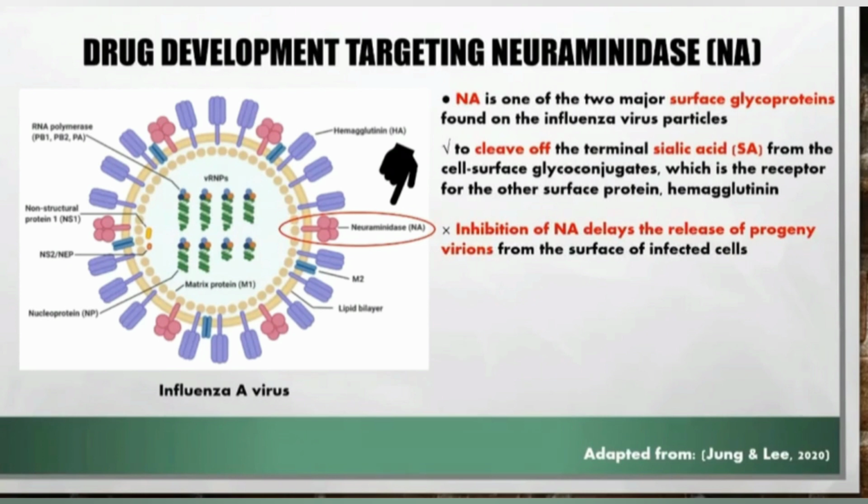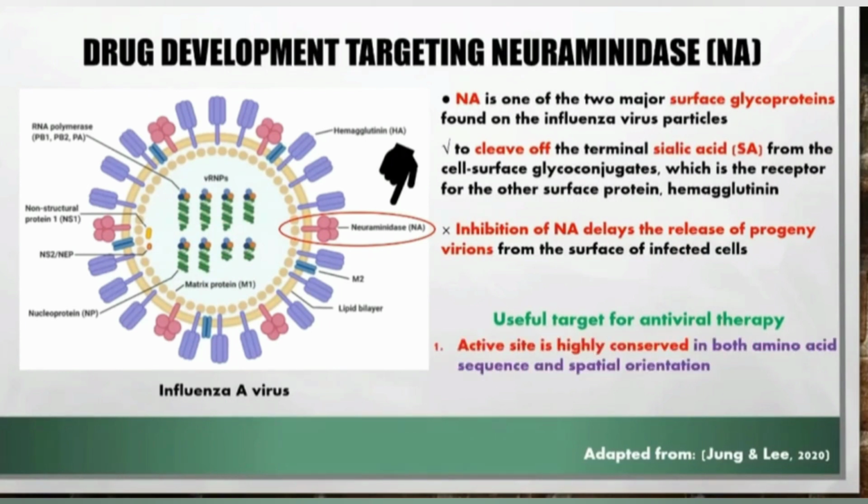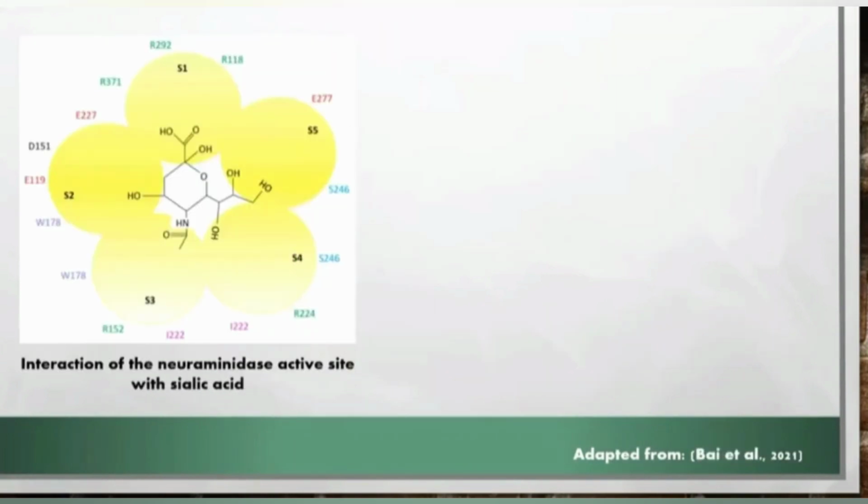It is known that inhibition of neuraminidase can effectively delay the release of progeny virions from the surface of infected cells. Therefore, there is drug development targeting the neuraminidase protein, as it is proven to be a useful target for antiviral therapy because its active site is highly conserved in both amino acid sequence and spatial orientation, and it is prominently located on the surface of the virion, so it is easier to target by neuraminidase inhibitors.